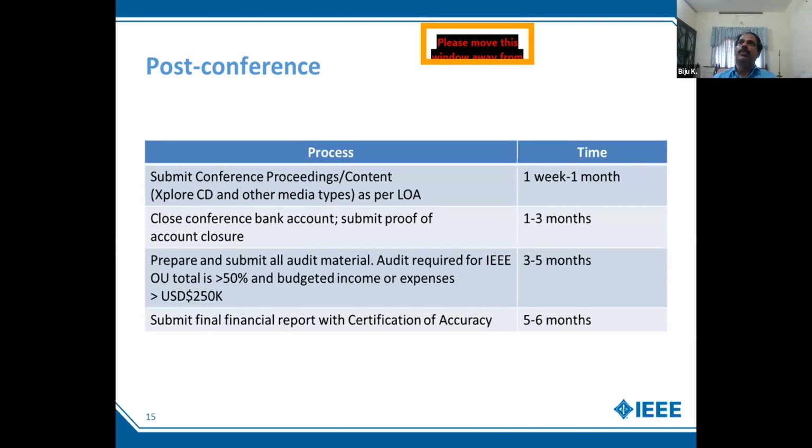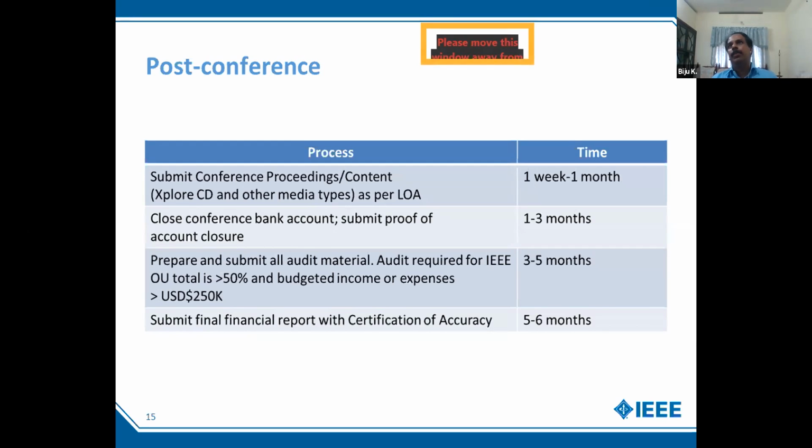So at the end of the conference, you have to submit a 100% correct budget to IEEE, and that is an online submission link. The finance chair has to submit it online to IEEE, and there is a certification of accuracy form that the conference organizers also have to complete.